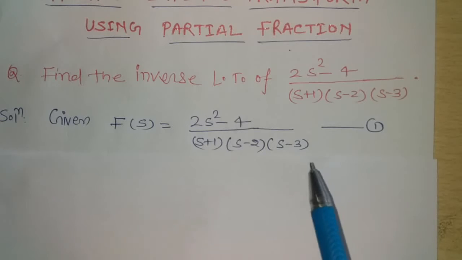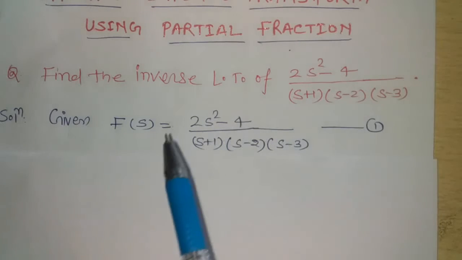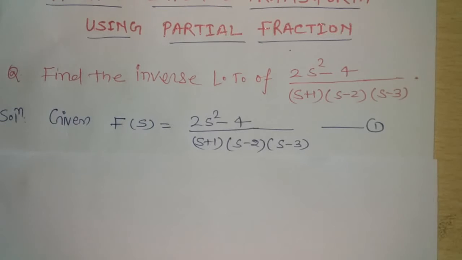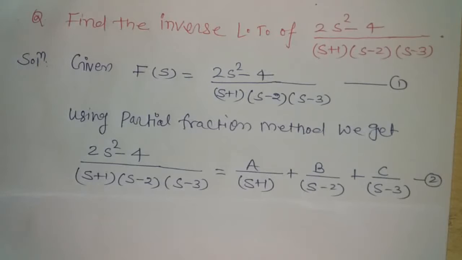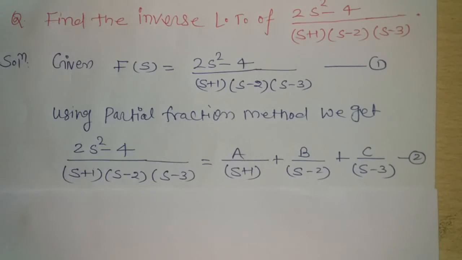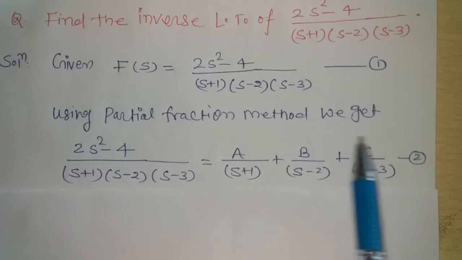Now we apply the partial fraction technique on the function f bar s. So using the partial fraction method, we get (2s² − 4) upon (s + 1)(s − 2)(s − 3) equal to a upon (s + 1) plus b upon (s − 2) plus c upon (s − 3). So we do the partial fraction with this function whose denominator contains non-repeated linear factors.